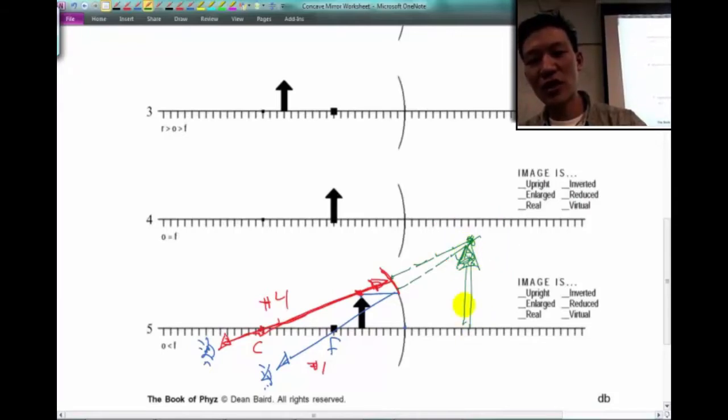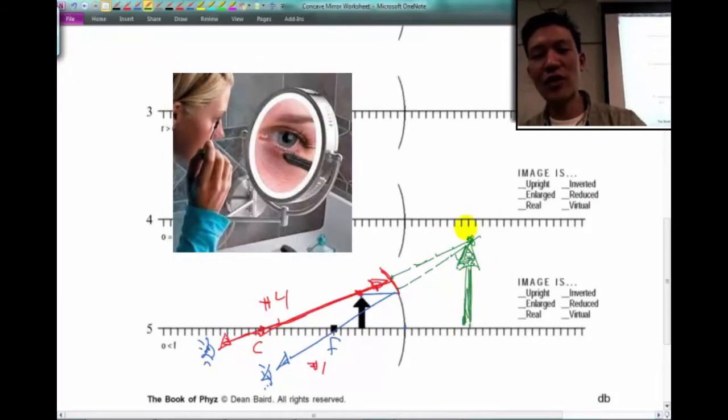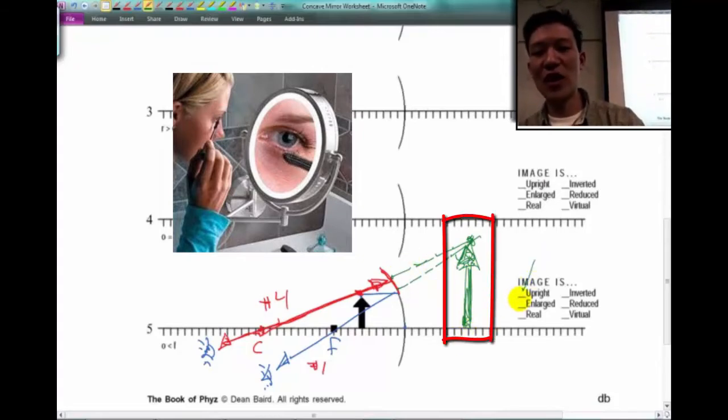So notice, do we get an upright or inverted image? It is an upright image. Is it bigger or smaller? Bigger. It is enlarged. And is it real or virtual? Is there any light behind the mirror? No. Okay, it is a virtual image.